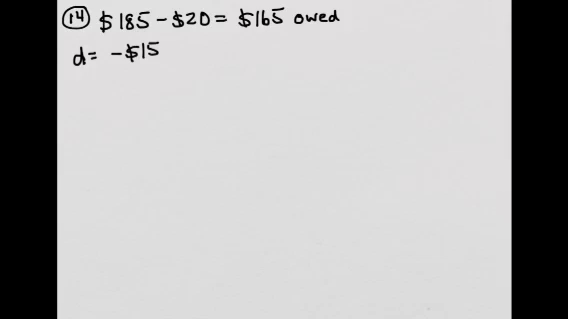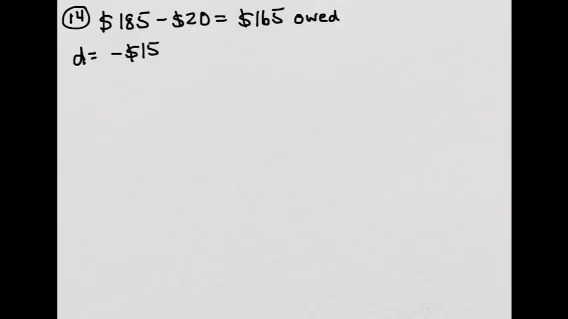Alright, so for 14, the dress was purchased at $185, but then she gave a $20 down payment, so that leaves her with a balance of $165. Okay, and the following week, she was going to pay $15 down, right? So for every week until she pays off the dress. So she's at $165 right now, and next week she'll make a $15 payment.